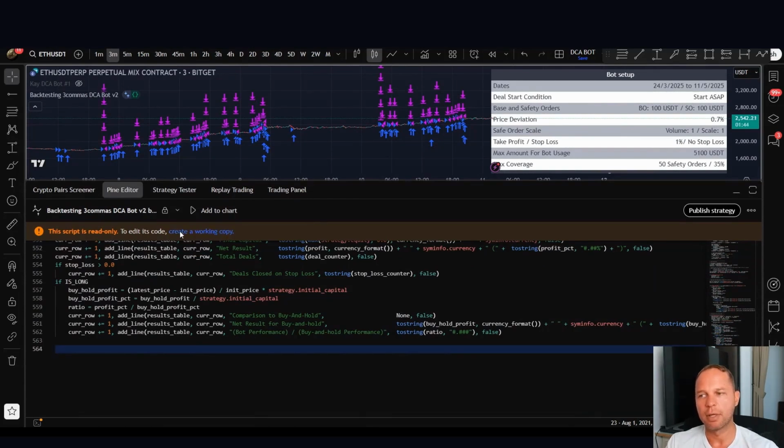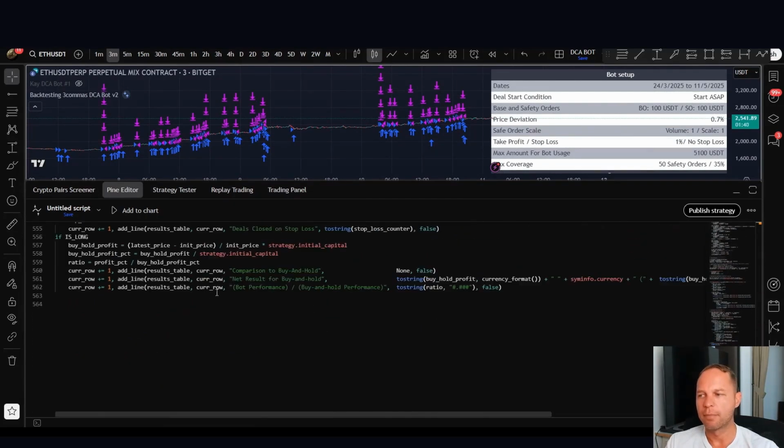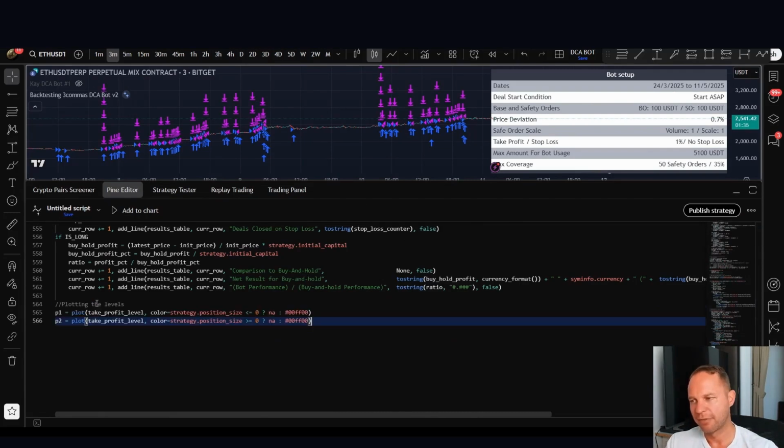You click here on work, create a working copy, scroll down, then go all the way to the bottom, and in the last line, you insert what I'm about to give you, the plotting of the levels. I'll pin that for you in the first comment, so you'll have this code there. Take a look at it, copy it out, and then click here on Add to Chart.